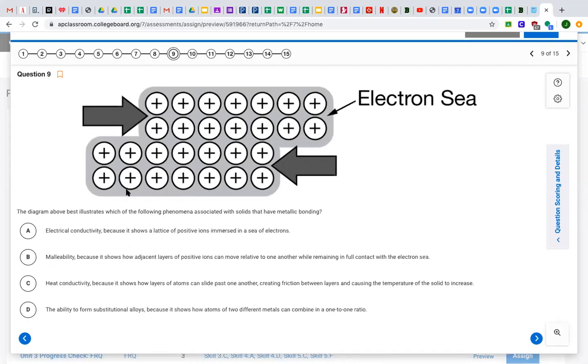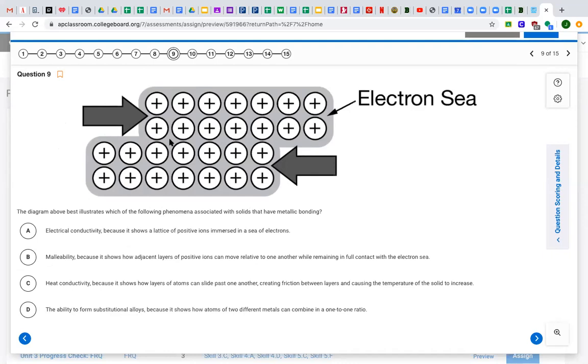All right, and what's going on here with this metal, okay? Rainisha, tell us. I got D. Form substitutional alloys because it shows how atoms of two different metals. How would you distinguish that there are different metals here? Yeah, that was what I was thinking as well, but I don't see that. I don't think it can be D. Okay, what else could it be though? What are these two layers doing?